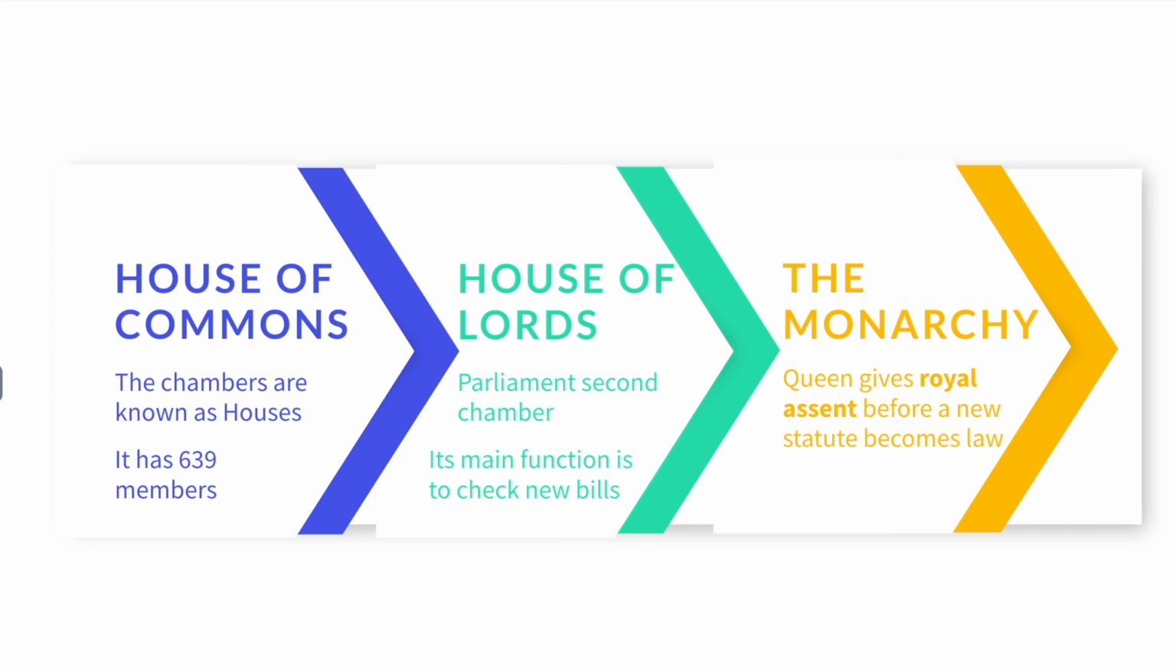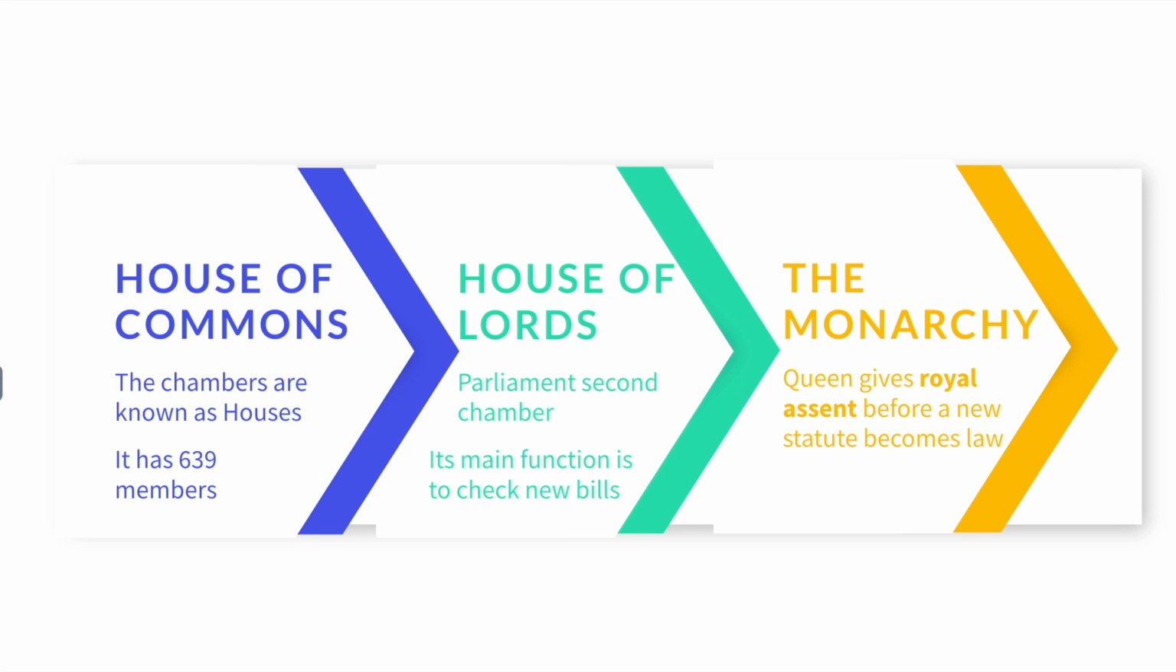In the second step, we have the House of Lords. This is Parliament's second chamber. Its main function is to check new bills, which are proposed by the House of Commons. This House doesn't have the power to stop a proposed statute from becoming law, but it can slow it down. This chamber has 675 members. Some are not elected by people but are appointed by the monarch on the advice of the Prime Minister.